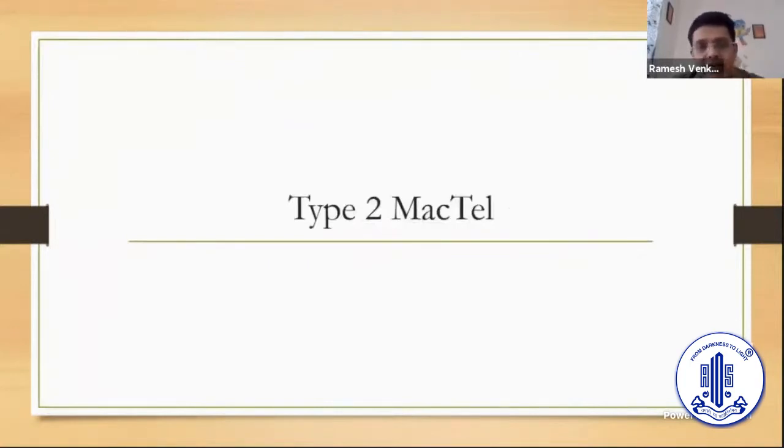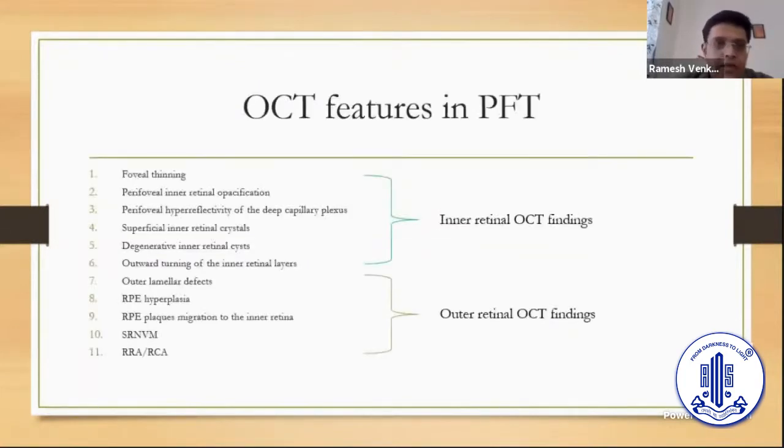Now let's look at other vascular disorders like MACTEL. So you have an ample number of features which you see in MACTEL, both nonproliferative and proliferative. So this ranges right from foveal thinning to inner retinal opacification, perifoveal hyperreflectivity of the deep capillary plexus, retinal crystals, degenerative cysts in the outer and the inner retina.